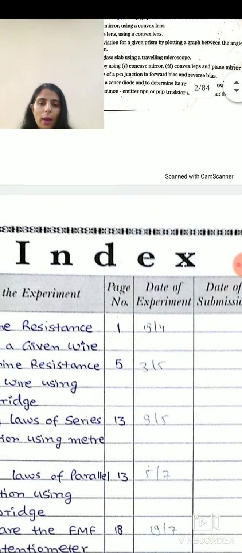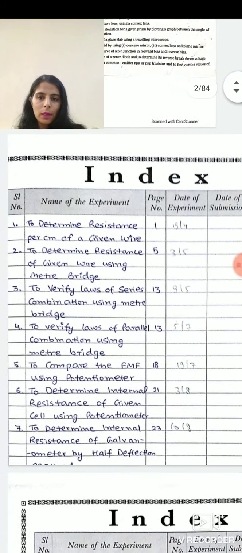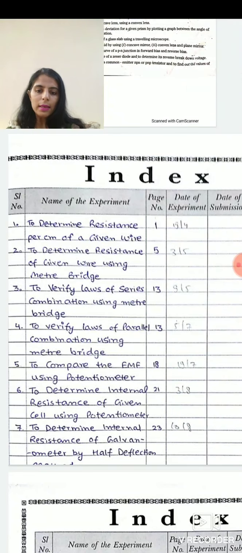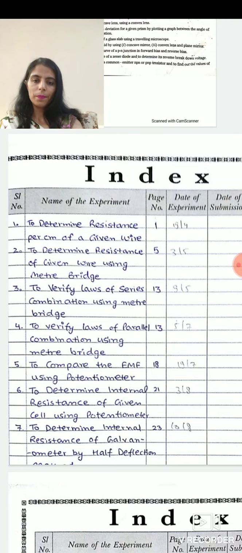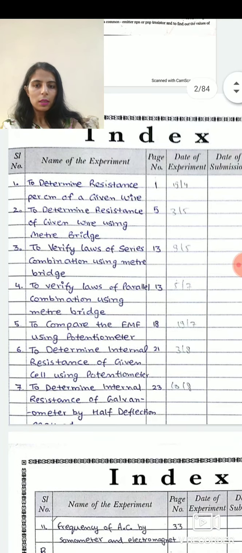To make your practical file, firstly you have to write down the index. In the index, write the serial numbers. You have to do 12 experiments in your practical file, 6 from section A and 6 from section B. Neatly write down the serial numbers and the names of the experiments in the index. Also mention page numbers and the date on which the experiment was performed.